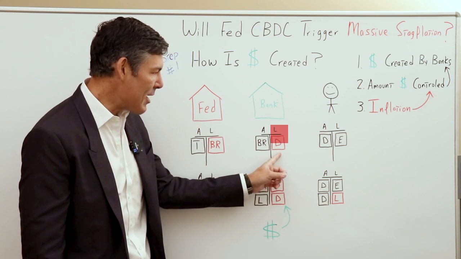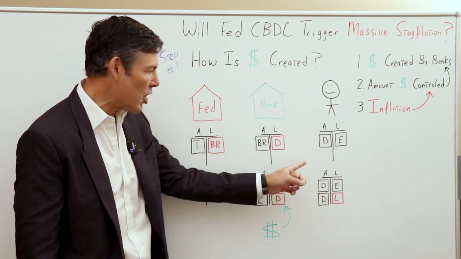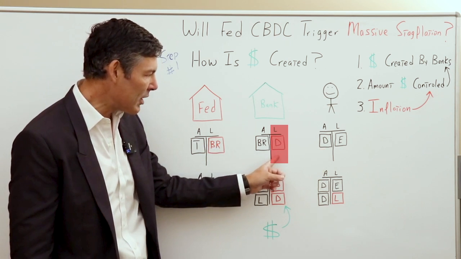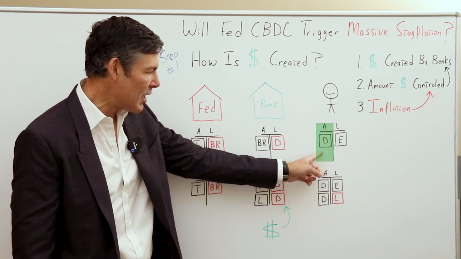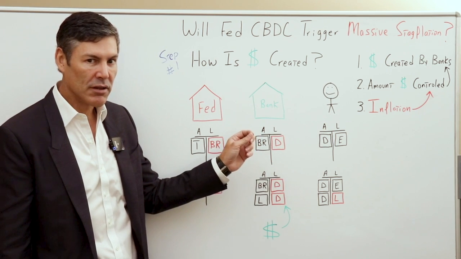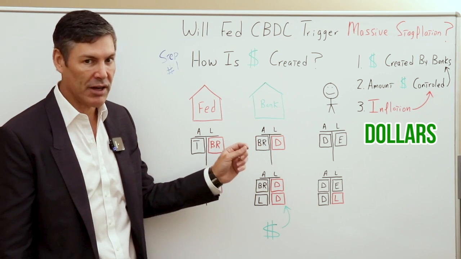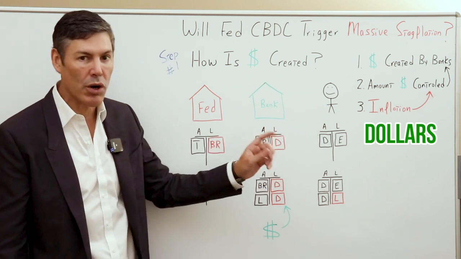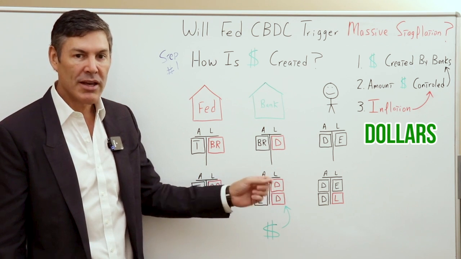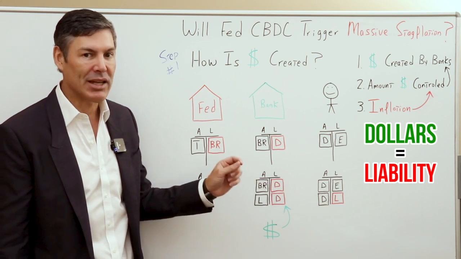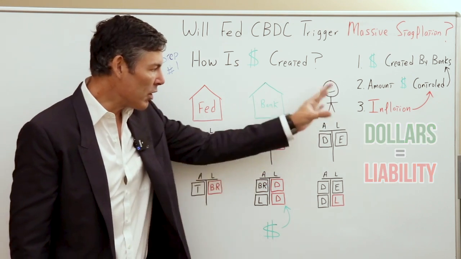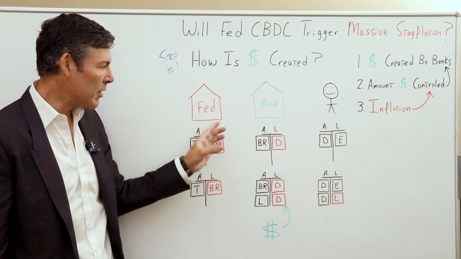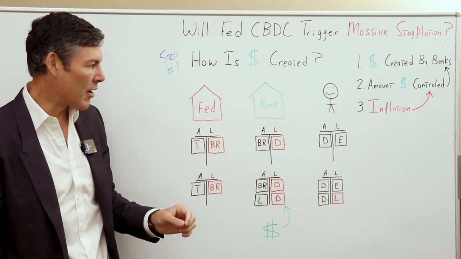So those deposit liabilities are assets of the average Joe. So if he has $100 in his bank, again, that's a liability of the bank, an asset of the average Joe. What you'll notice is that any dollars that exist, whether they're on the balance sheet of the banking system or the average Joe or an entity in the real economy, is nothing more than a liability of a bank. In the real economy, those dollars are liabilities of the commercial banks. In the financial economy, those dollars are liabilities of the Fed.